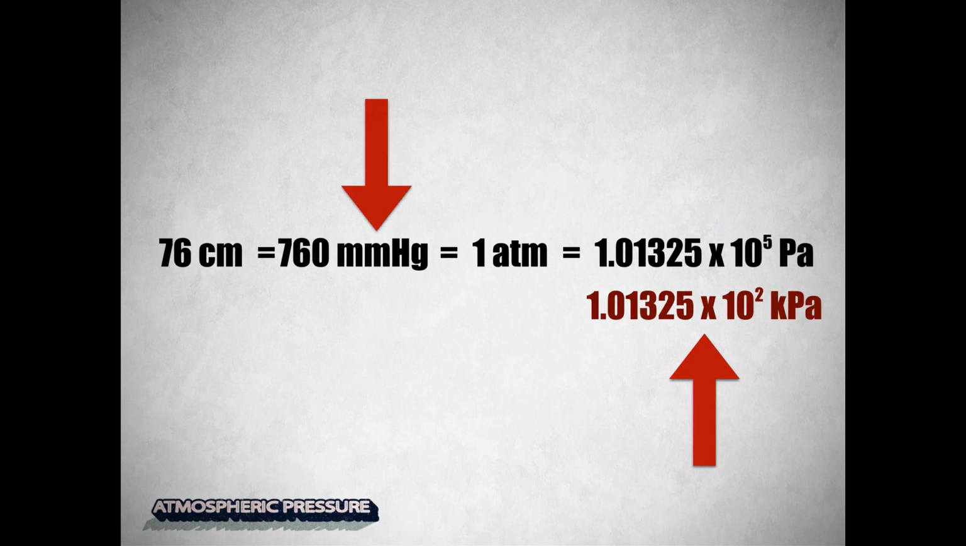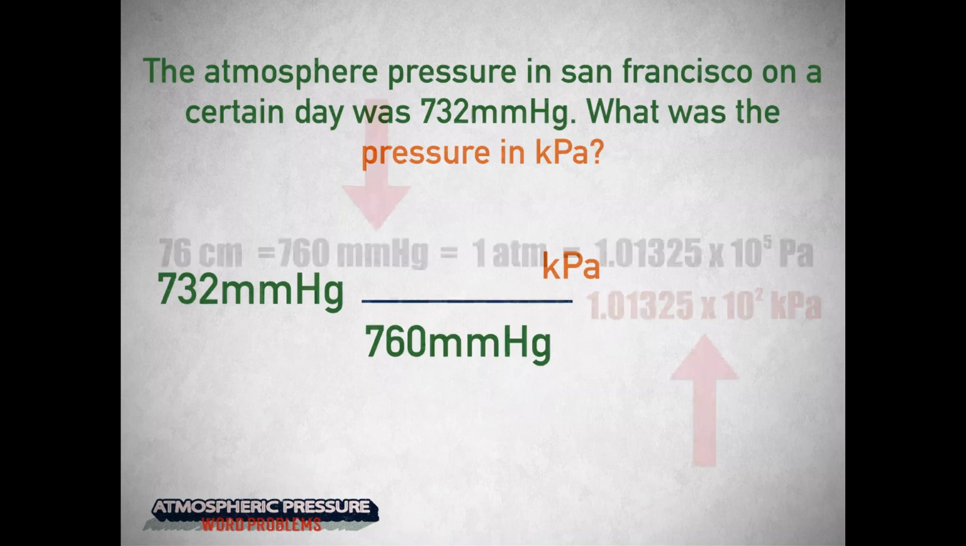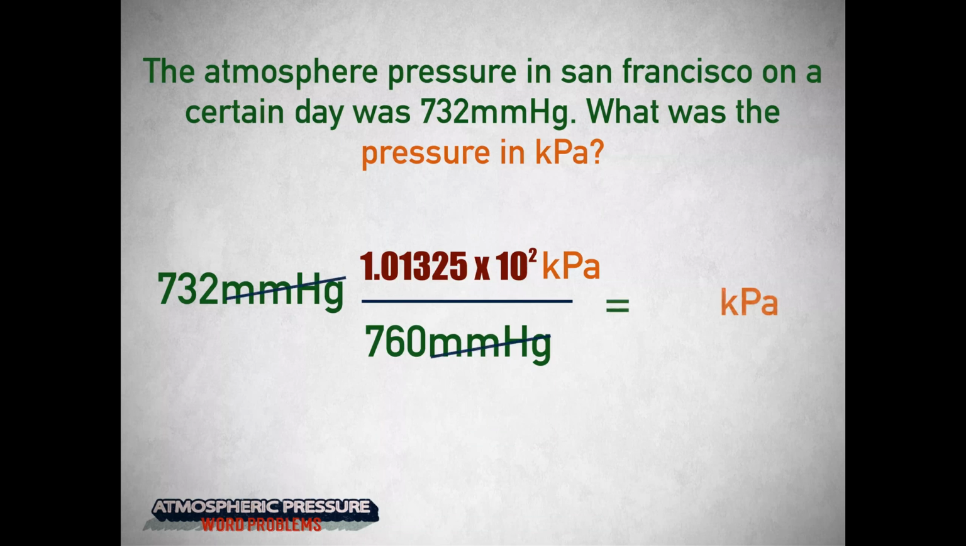So I'll go back to my little chart there. What is the conversion factor for millimeters mercury to kilopascals? 760 to 1.01325 times 10 to the second power. So then I put that in. That helps me eliminate my given unit, and it helps me get my desired unit. And now all I have to do is the arithmetic: 732 times 1.01325 times 10 to the second power, divided by 760. That gives me 97.6 kilopascals.